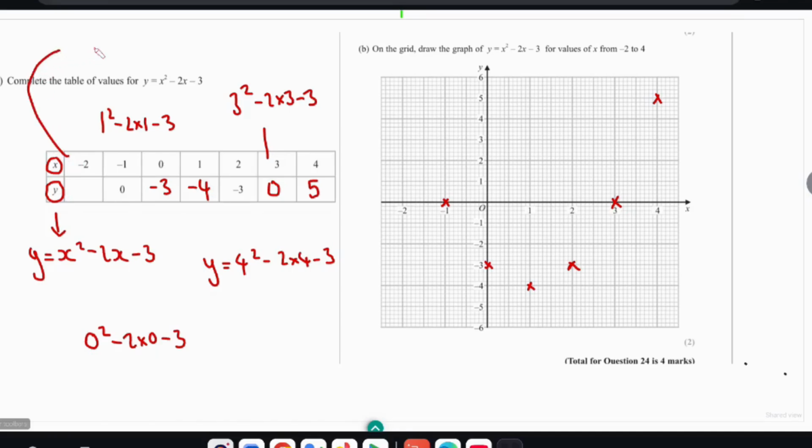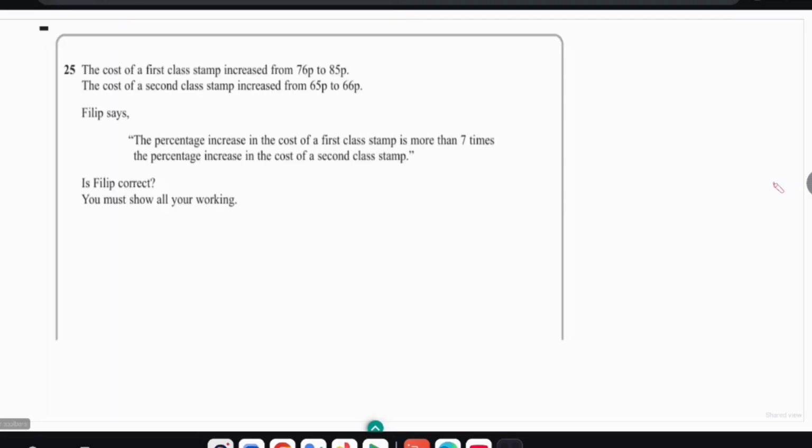You've got to be careful when you put this into your calculator, because it's a negative number. You need brackets around your negative 2 like this. So bracket minus 2 bracket squared minus 2 times minus 2, take away 3, you get 5. It's pretty easy to make a mistake there. And then you draw a freehand curve through all the points. So your answer should look something like this.